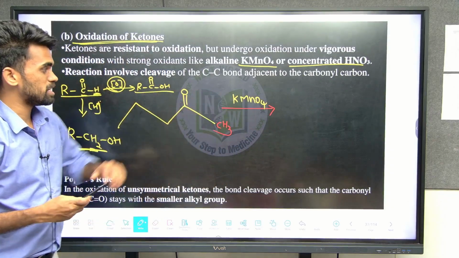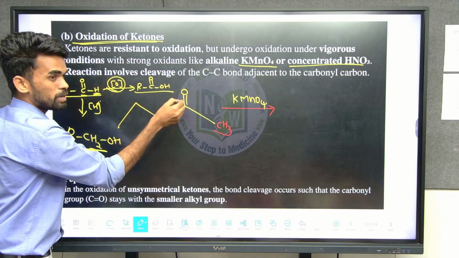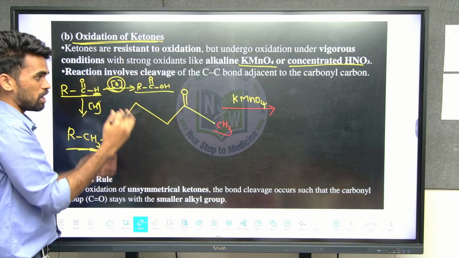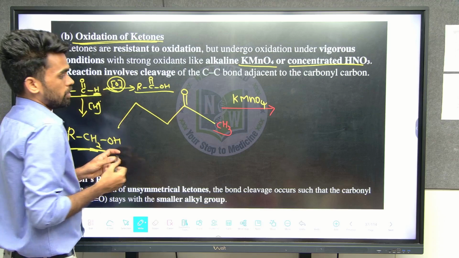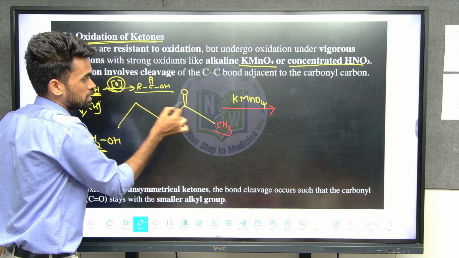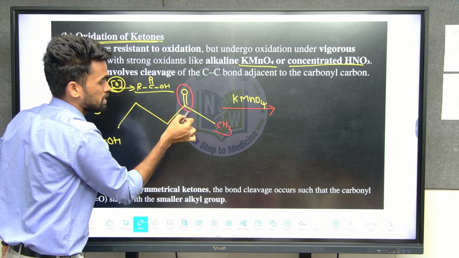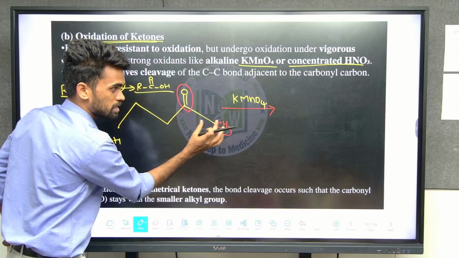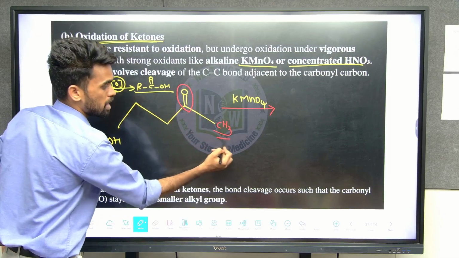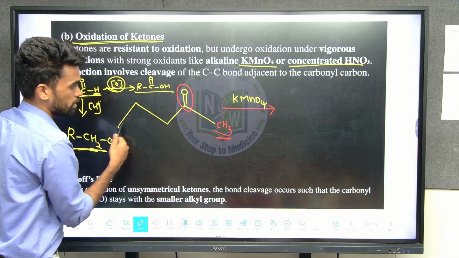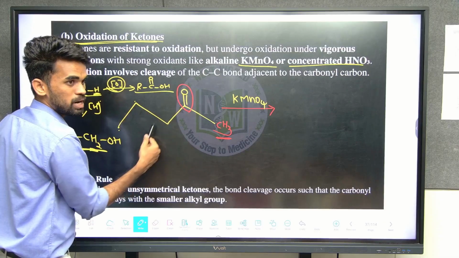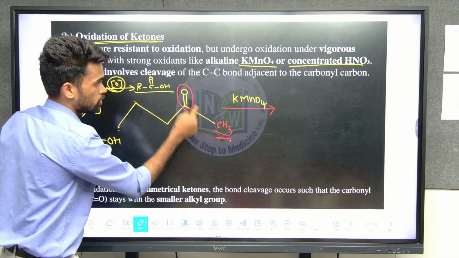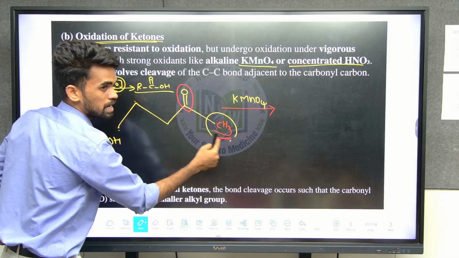Under this condition, the molecule breaks into two parts. Where to break? You need to break in such a way that the carbonyl group carbon goes with the alkyl side containing the least carbons. This side, how many carbons are there? 1. This side? 1, 2, 3. So which alkyl group is smaller? This one. So your carbonyl group should go with this smaller alkyl group side.